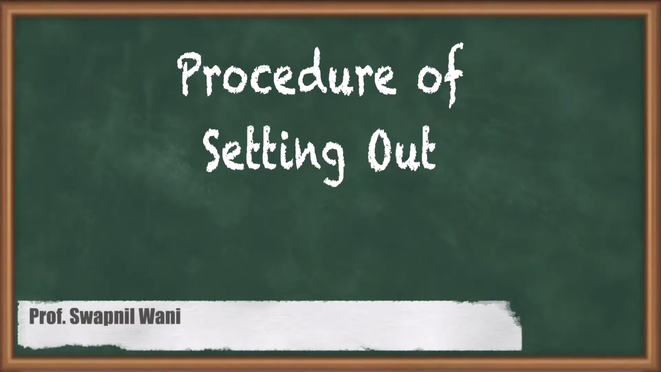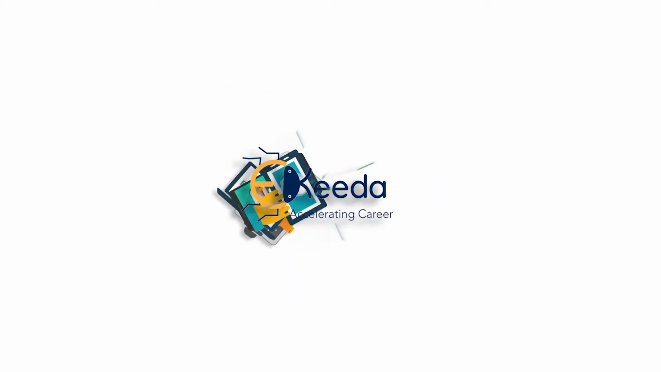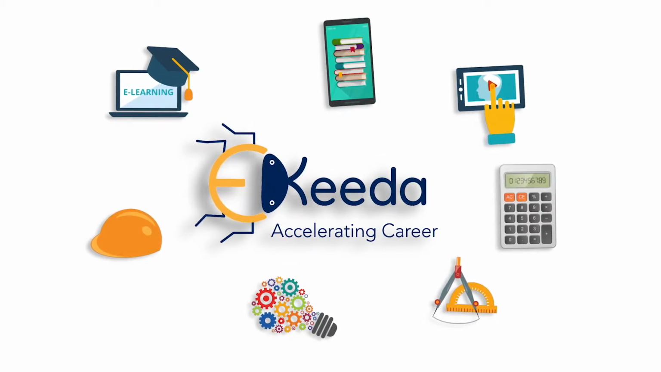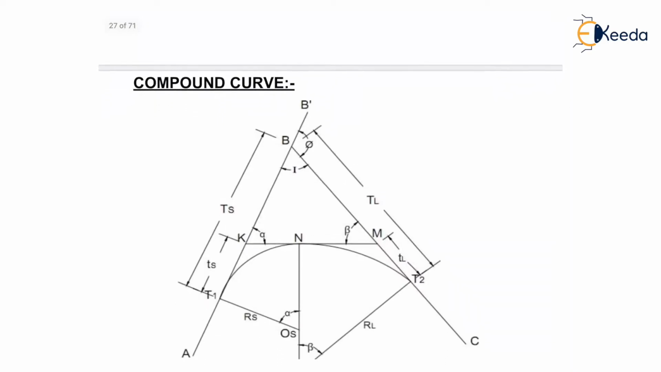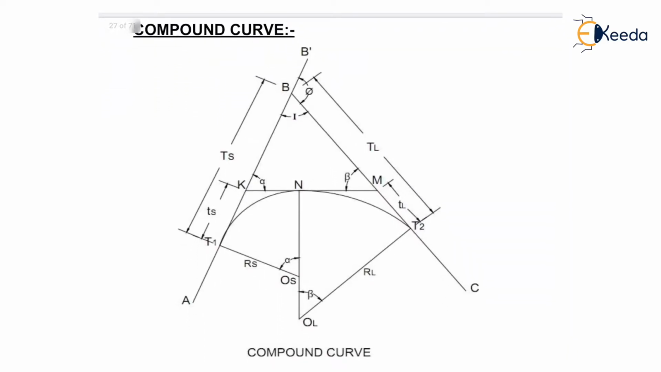Hello friends, in this video we'll be seeing how to set out a compound curve. A compound curve is basically a curve having two simple arcs on the same side of a common tangent, that can have different radii and different center points.